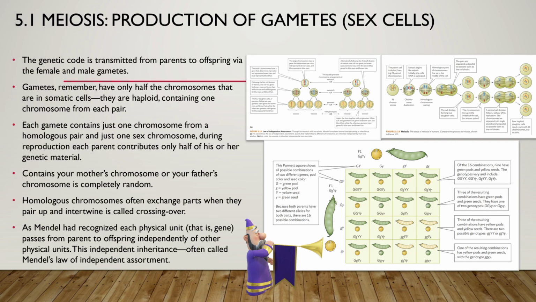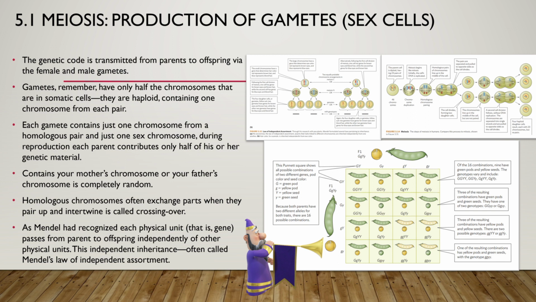Number 5 is meiosis, the production of gametes, which are sex cells. The genetic code is transmitted from parents to offspring via the female and male gametes. Gametes, remember, have only half the chromosomes that are in somatic cells. They are haploid, containing one chromosome from each pair. Each gamete contains just one chromosome from a homologous pair, and just one sex chromosome.